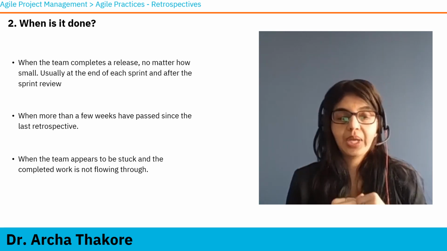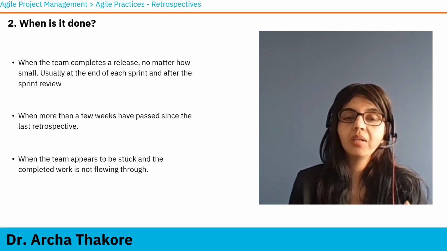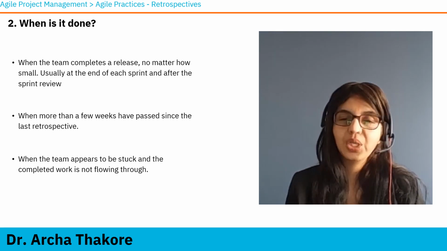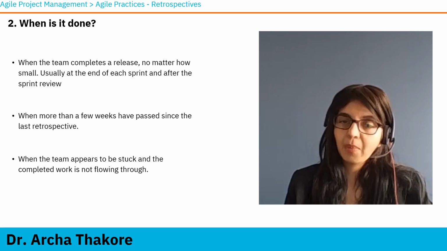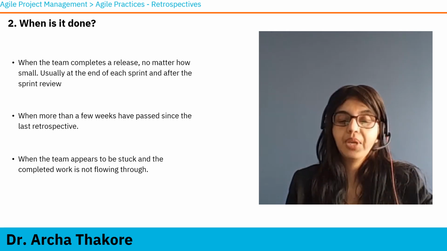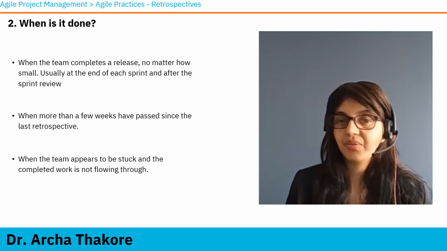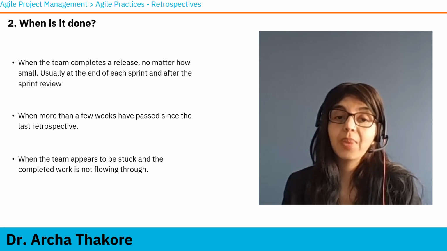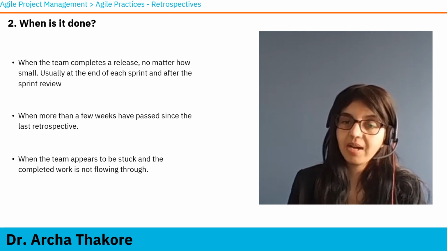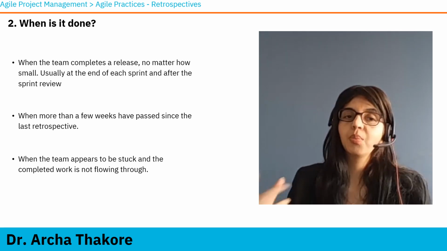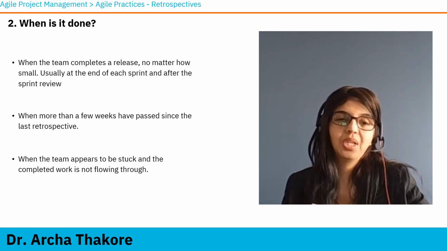When is it done? Now it's a very important question. Typically in an agile project, retrospectives are done towards the end or at the end of each iteration or sprint, after the sprint review. So in sprint review, if you remember from the previous lesson, we demonstrate the product or completed features to the stakeholders and we collect feedback. Now, based on that feedback, we will discuss how the team did, what the performance was, in retrospective, so that we can find ways to improve or work on that feedback. So it is done typically after the sprint review towards the end of the sprint.